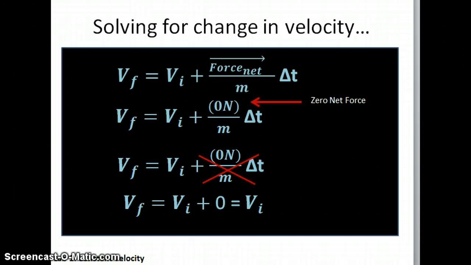From Newton's second law, we can conclude that if the net force on an object is zero, then the velocity of the object should not change over a given time frame. Thus, for a moving object, we should see constant velocity unless a non-zero net force is acting on the object.